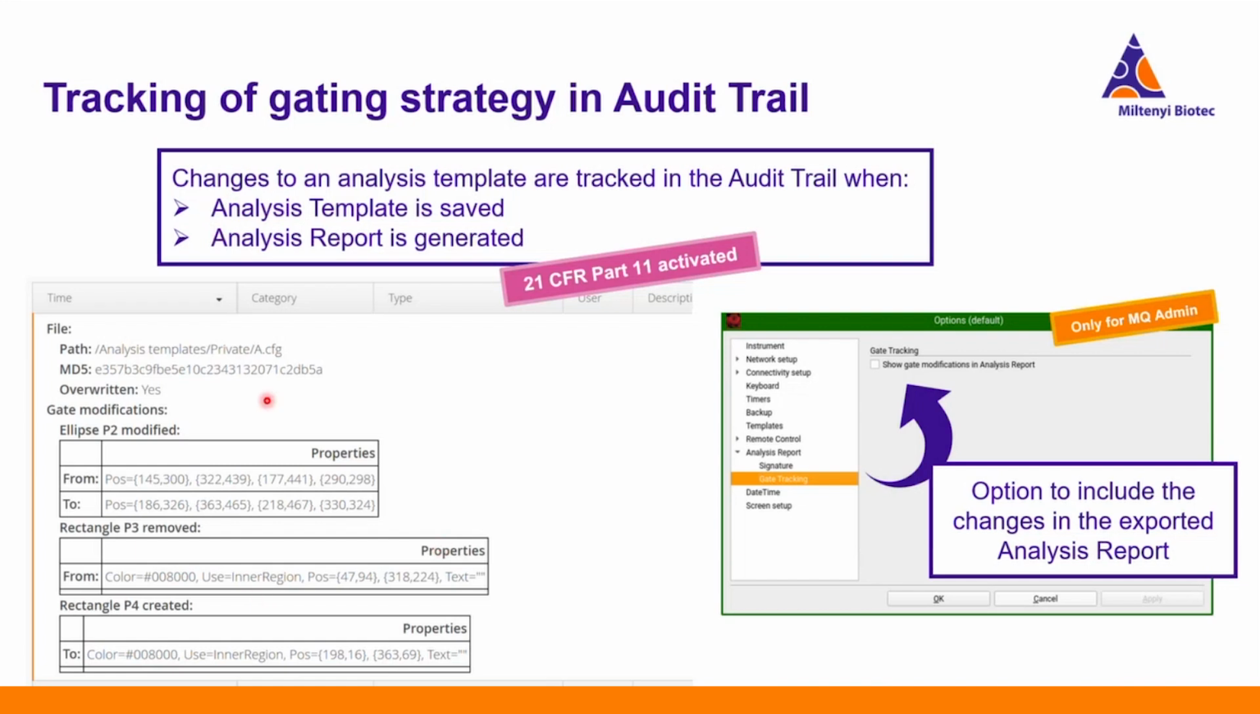So these are some example entries, so you can see that the template was modified. You can also activate it in the analysis report. So under Options, Default, Gate Tracking, this is new. You can tick this checkbox. So this is written into the analysis reports if the gate was changed.